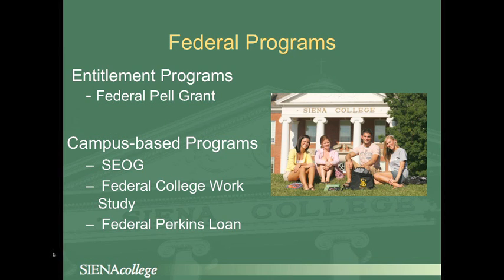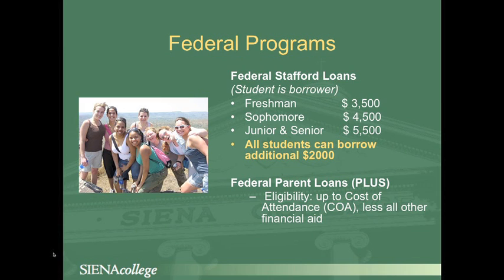There are also other programs, which are sometimes referred to as campus-based programs, such as a Federal Need-Based Grant, SEOG, which stands for Supplemental Educational Opportunity Grant, Federal College Work-Study, where students have funds that are set aside for them and can be earned by working on an on-campus job, or a Federal Perkins Loan, which is a need-based, low-interest loan that typically has repayment that begins 9 months after graduation. All students that file the FAFSA are eligible for federal Stafford loans.